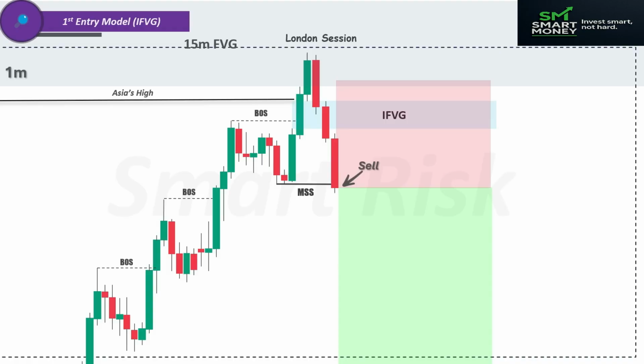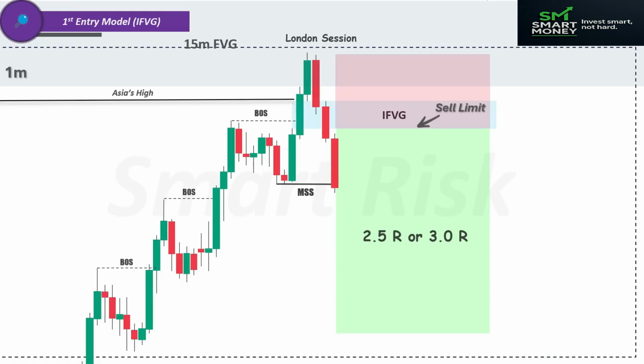Option 2. Place a sell limit order at the lowest point of the newly formed IFVG and wait for price to retrace into the zone and activate your entry. For take profit, you have a few choices. You can target the nearest sell-side liquidity point on the 1-minute time frame, or if you're aiming for a bigger move, target the Asian session midpoint or the Asian low. Another clean approach is using a fixed risk-to-reward target, like 2.5 or 3 R to R, depending on your style.